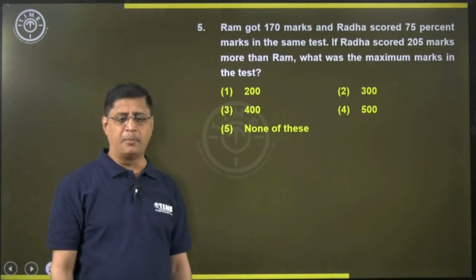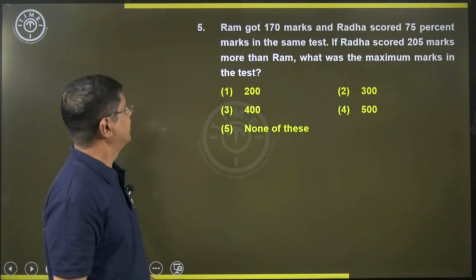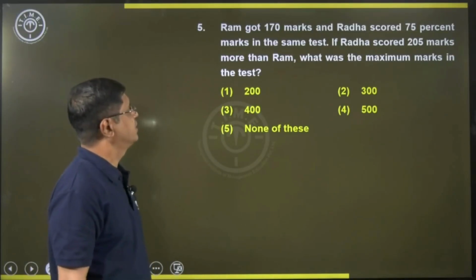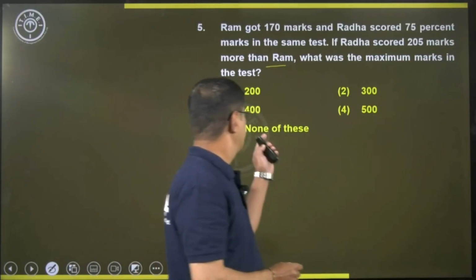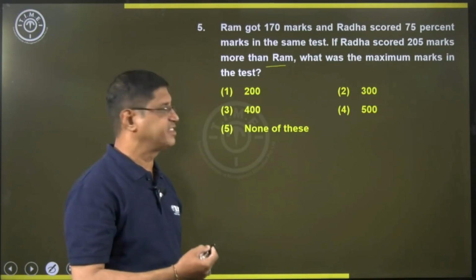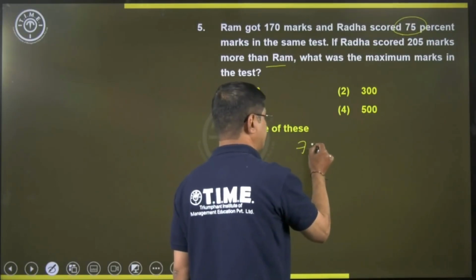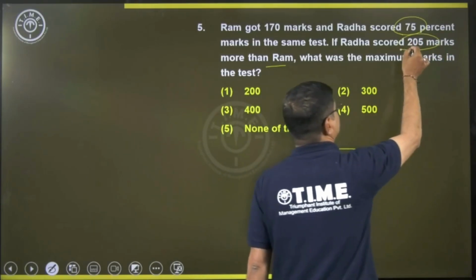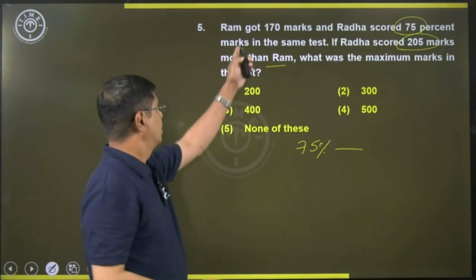Ram got 170 marks and Radha scored 75% in the same test. Radha scored 205 marks more than Ram. What was the maximum marks in the test? The total marks means the maximum marks set for an examination. Radha scored 75%. Radha scored 205 marks more than Ram.